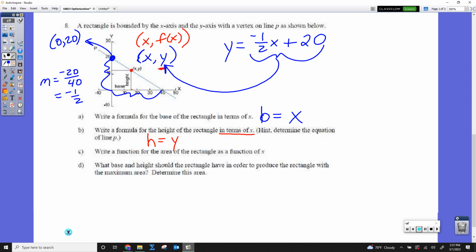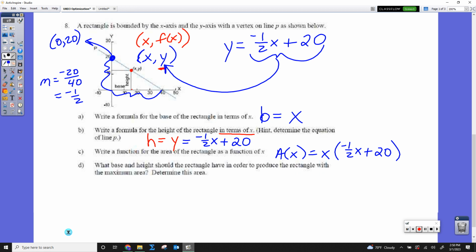Well, that is also our height. So our height would be equal to negative 1/2 x plus 20. Now we have our base and our height in terms of x. So part C, write a function for the area of the rectangle. Well, it'll just be base times height. So the area in terms of x: our base is x, which we found in part A, and our height, which we found in part B, is negative 1/2 x plus 20.